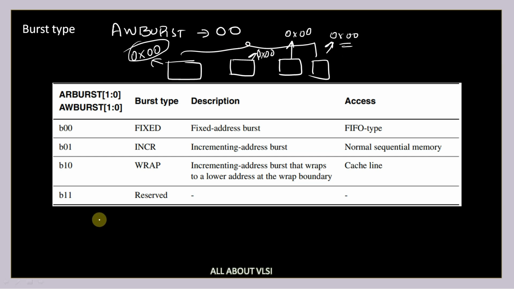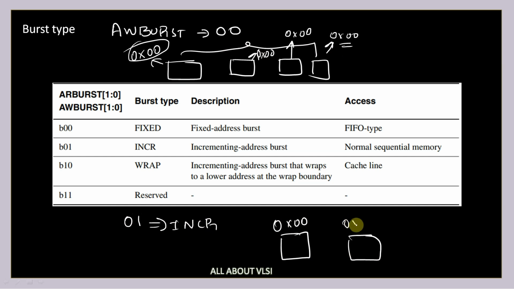Suppose we use AW burst as 01, then it is an incremental burst. For example, if the first packet's address is 00, then for the second packet the address will be incremented, for the third packet it will be incremented, and for the fourth packet it will be incremented. How much it is incremented we will discuss later. Please remember that with an INCR burst, the address is incremented.